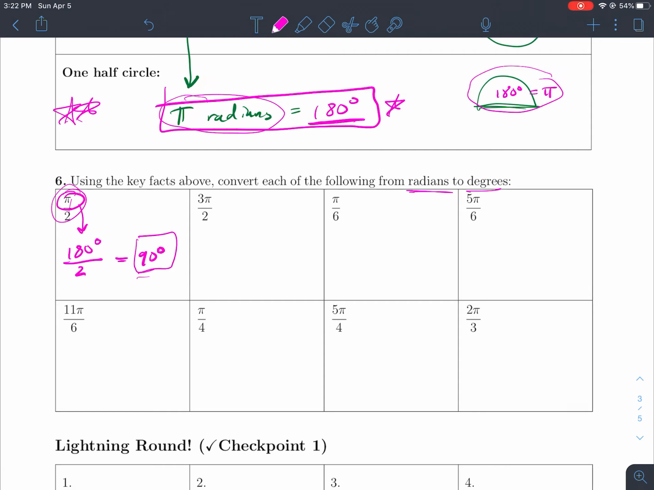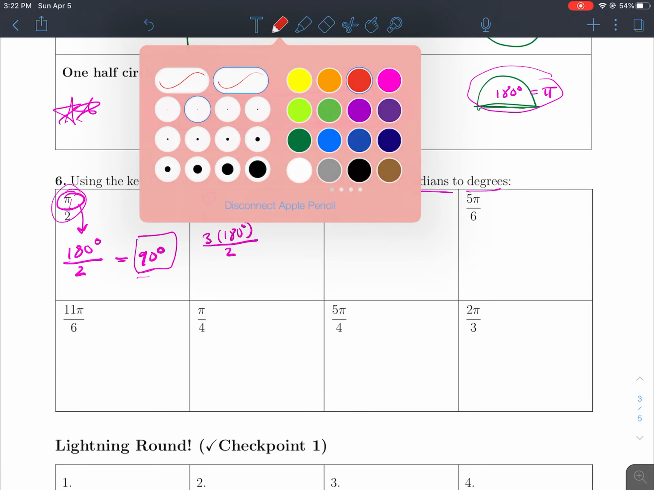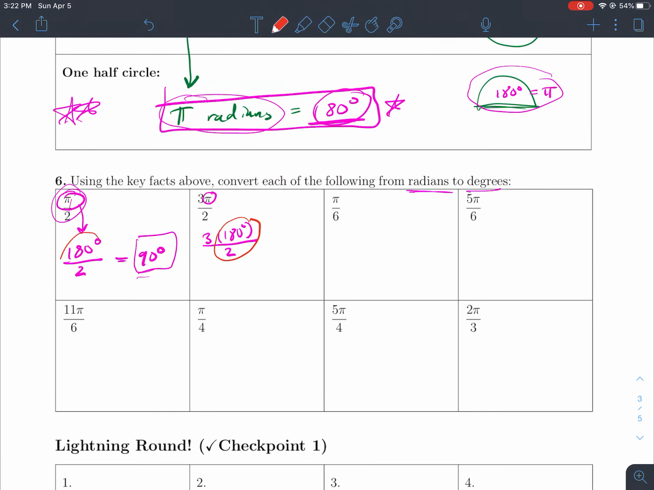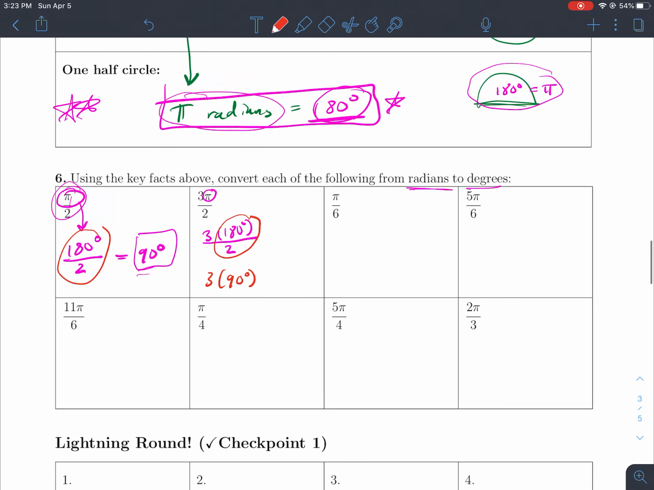All right, these ones start to look a little bit more complicated. Here we've got 3 pi over 2. And we can do this one the exact same way. We know that pi radians is actually the same thing as 180 degrees. So really this is 3 times 180 degrees divided by 2. And you can use your calculator to do all of that at once, but a neat trick here is we already know 180 degrees divided by 2 equals 90 degrees. And then we can do 3 times 90 degrees from this 3 here to give us 270 degrees.